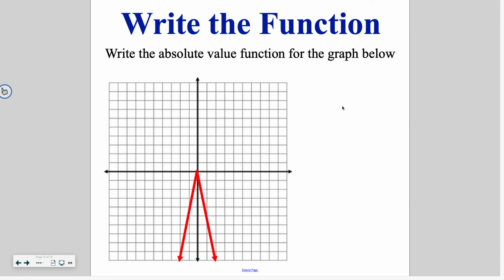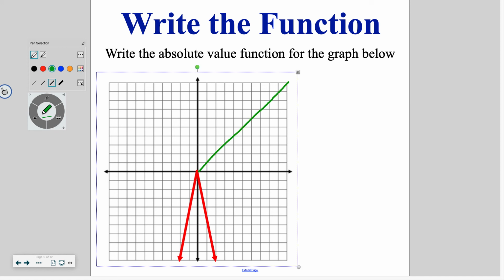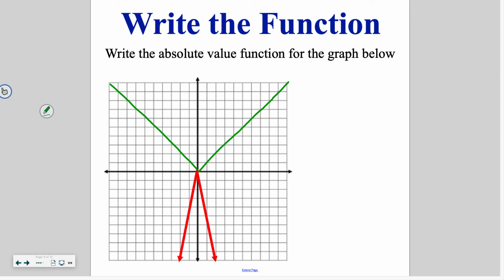Last thing we're going to look at is how we can rewrite these functions if we need to. So notice with our original function that we talked about on that first slide, it looked roughly like this. And now we have this new function that's flipped over and has been moved around. So our job is going to be to figure out exactly how that has happened.